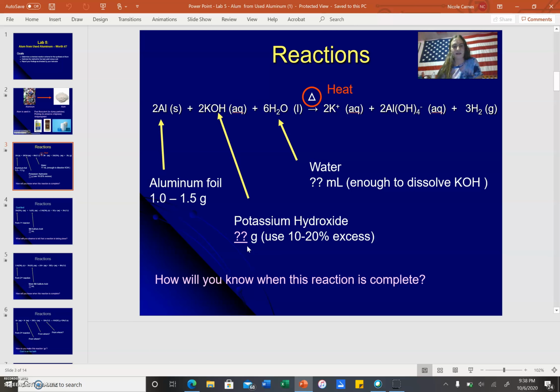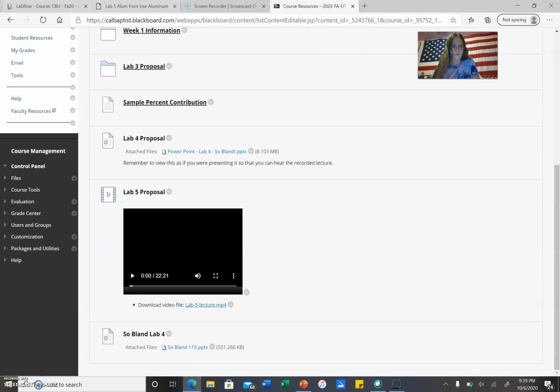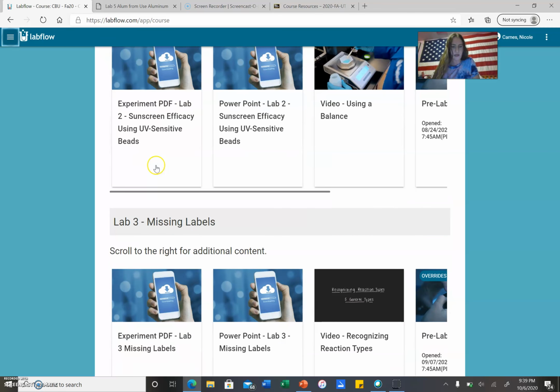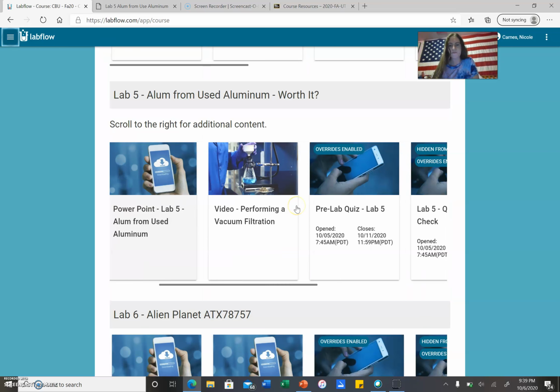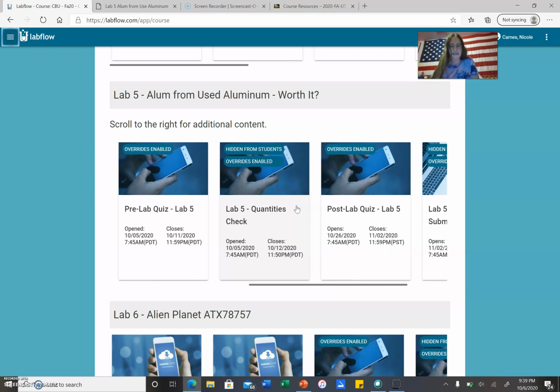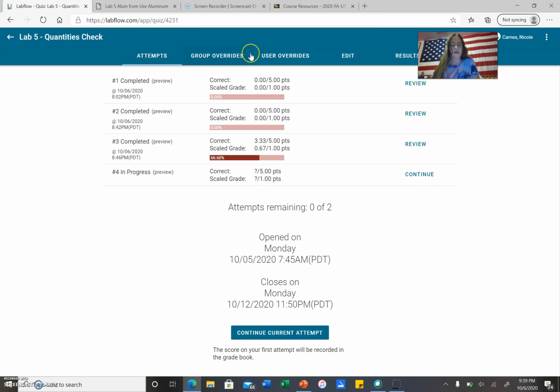So for reaction 1, you add 1.25 grams of aluminum foil. How much potassium hydroxide in a 10% excess would you need to get this reaction going? You're going to go to LabFlow and go down to Lab 5. There is a tab here that says Lab 5 Quantity Check. Click on it. Yes, I did attempt the quiz 4 times.